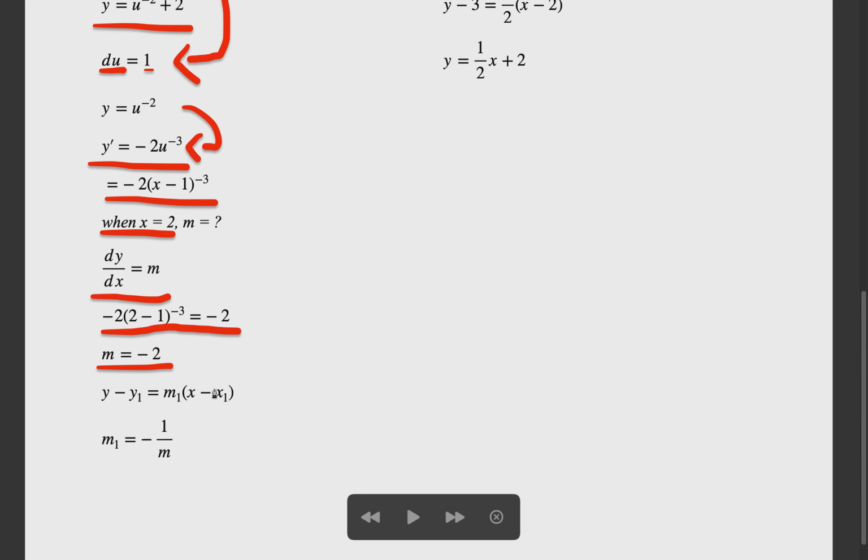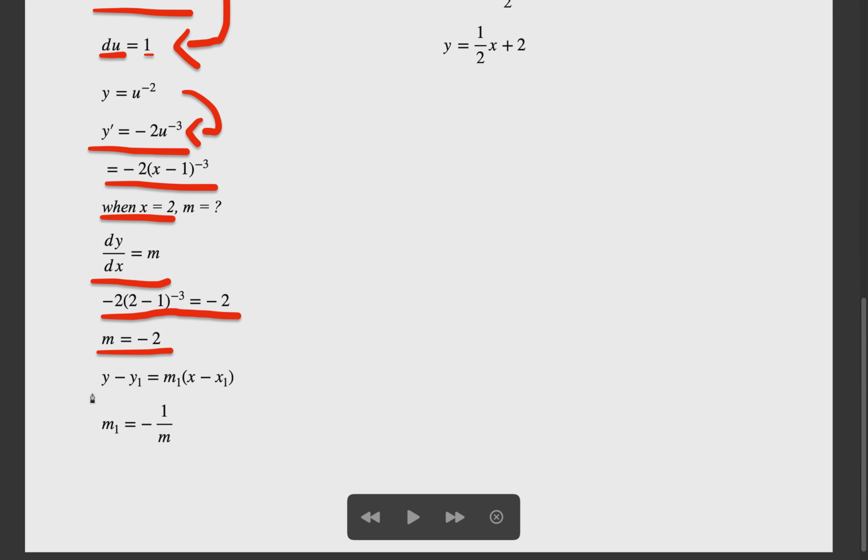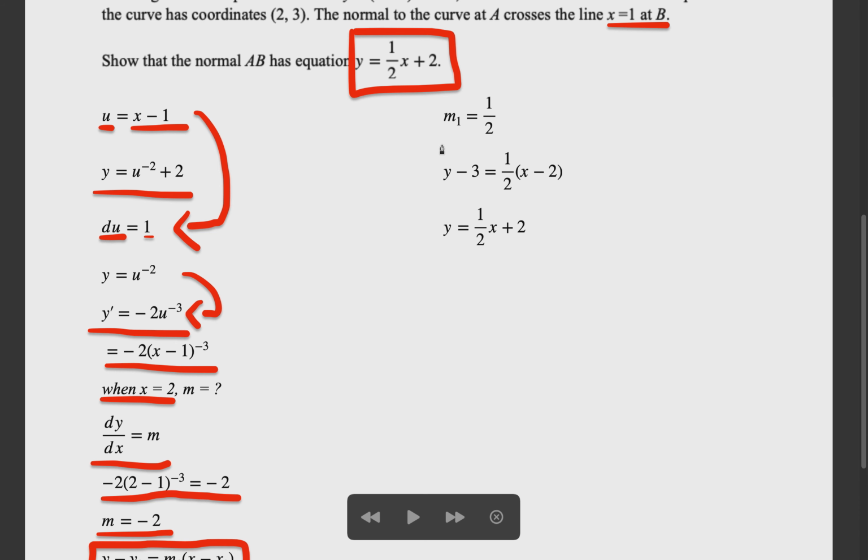We know that the normal line equation is y minus y1 equals m1 (x minus x1), and the value of m1 is equal to negative 1 by m. So our m1 would be 1 by 2. Then we combine all the acquired values in the equation of the normal line, where y is 3 and x is 2, proving that the normal line y minus 3 equals 1 by 2 (x minus 2) is equal to the given equation, y equals 1 by 2 x plus 2.